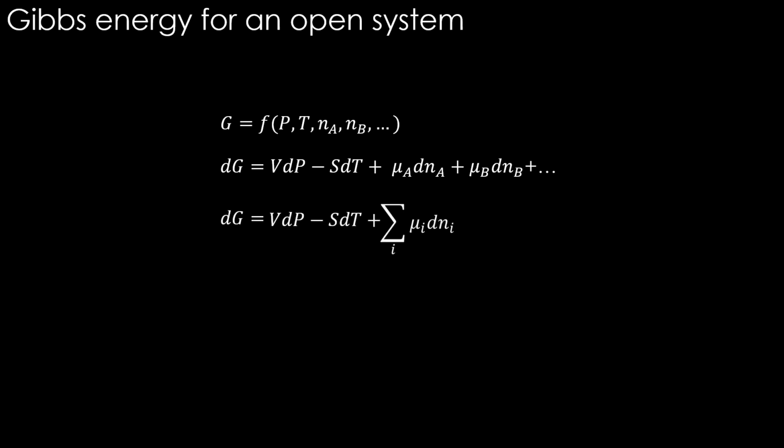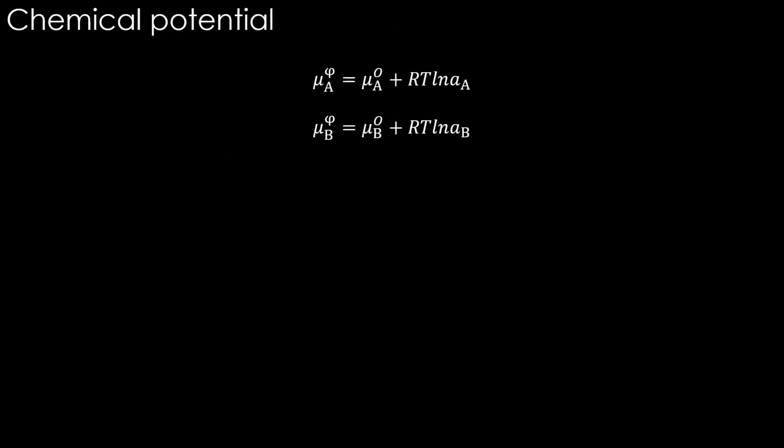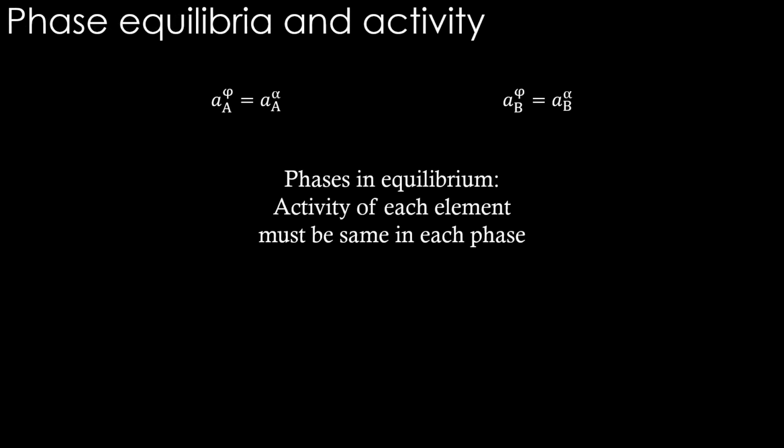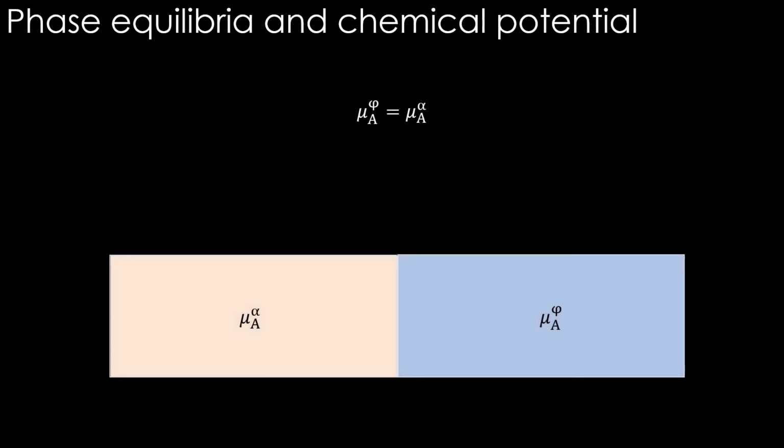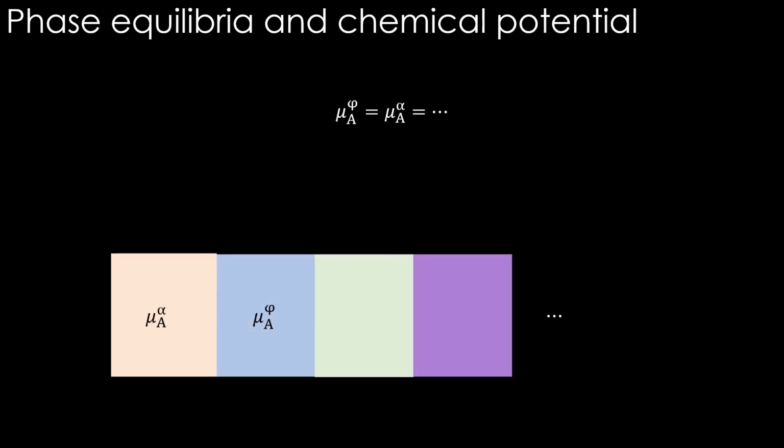Let's understand phase equilibria based on chemical potential. Chemical potential is a function of activity, fine. As we have just seen, for two or more phases to be in equilibrium, activity of each element must be the same in each phase. Therefore, for two or more phases to be in equilibrium, chemical potential of each element must be the same in each phase, isn't it? So this idea is extremely important to understand and predict phase equilibria in numerous scenarios.